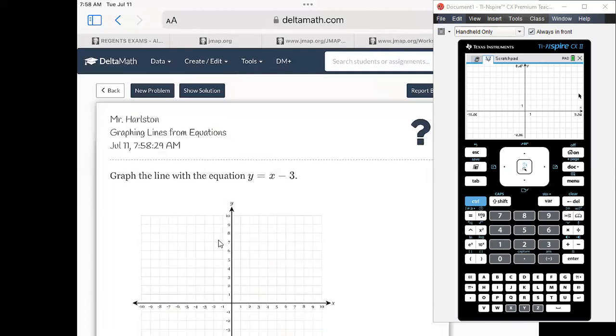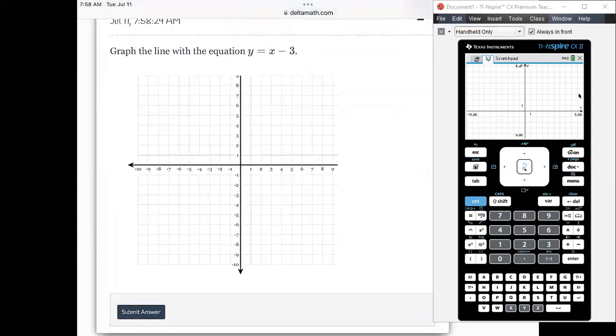All right, so here is one of the kinds of questions that you have. They're going to give you an equation and they just want you to graph it. All you need to do is come up with 2 points. So you can either graph this as a function or relation. I'm going to make it a function for now.